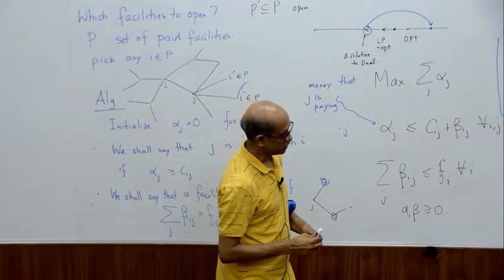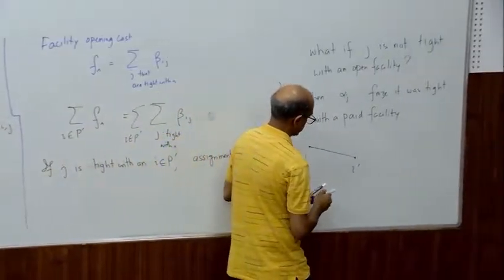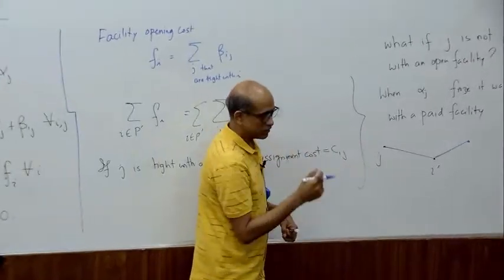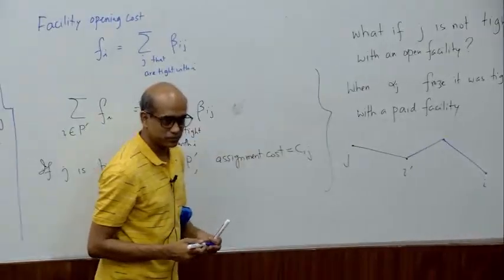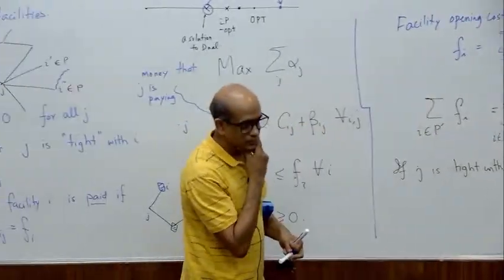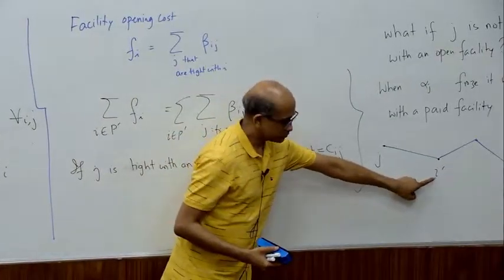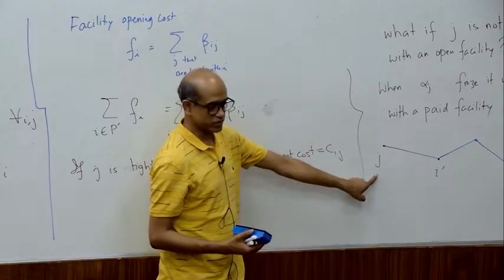You did not open I prime. Why did you not open I prime? Because there was some other guy which is tied with I prime, which is also tied with some other I, and you opened that I. Okay? Now this is the time at which I prime got paid and you froze J.